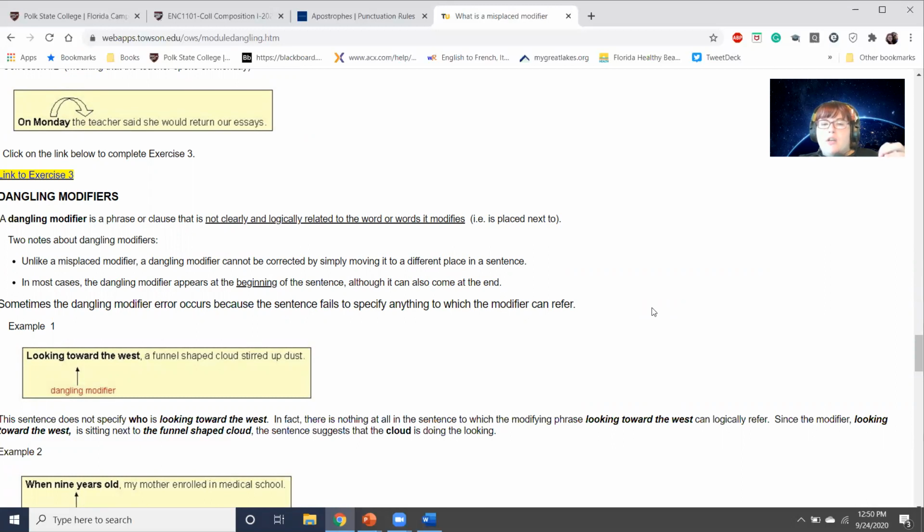Now, a dangling modifier is a phrase or clause that is not clearly and logically related to the word or words it modifies, i.e. that it is placed next to. So, unlike a misplaced modifier, a dangling modifier can't be corrected by simply moving it to a different place in a sentence. And usually it's at the beginning of the sentence, although it can sometimes come at the end.